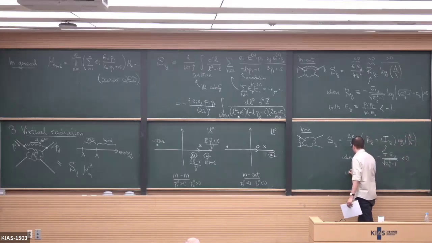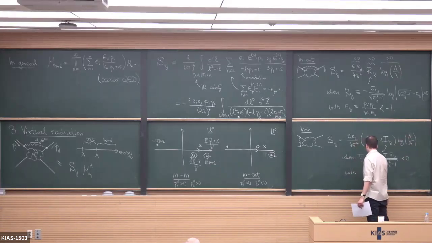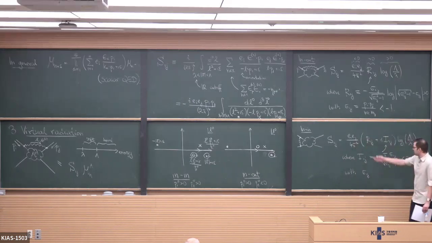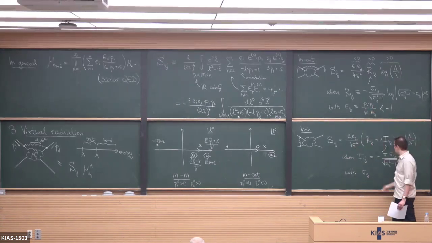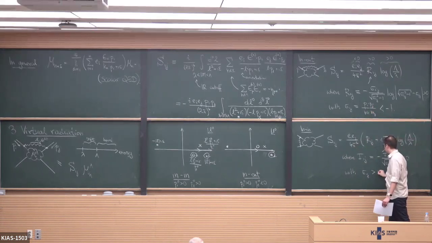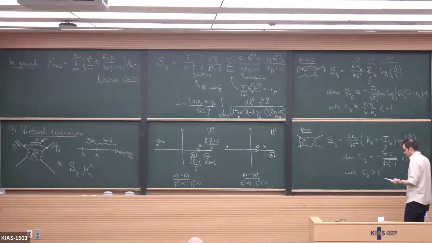Okay, where sigma is the same as before. But now, because we have the incoming state and the incoming state, the p dot p is positive and larger than m times m. So this means that sigma is actually greater than 1. Okay. First of all, any questions about this?